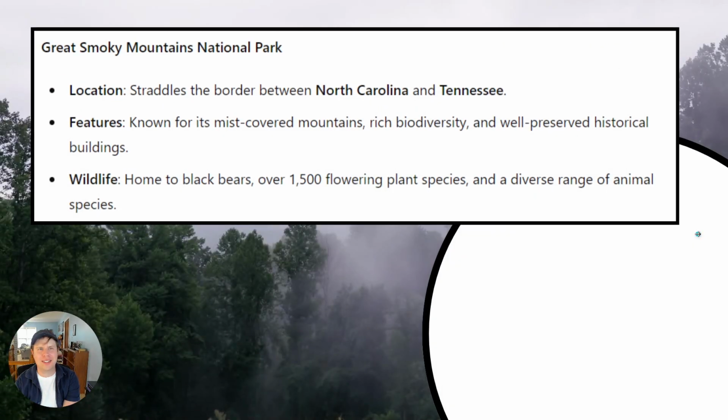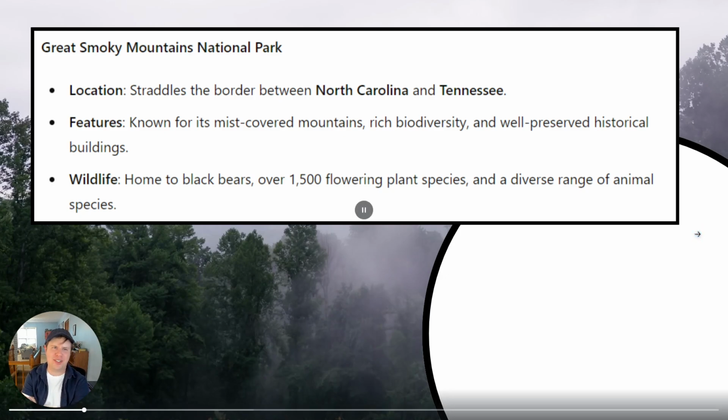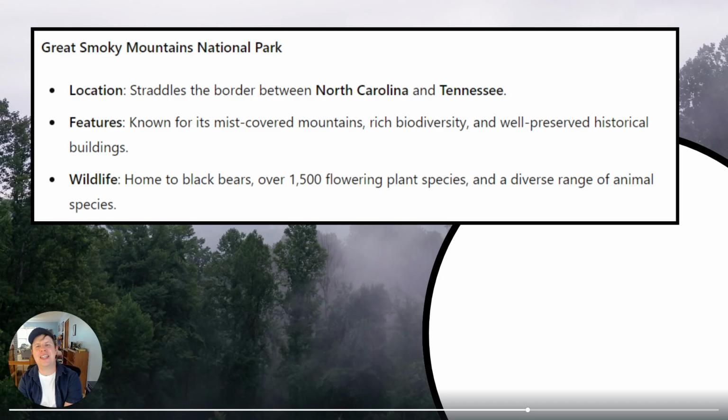Another national park example would be the Great Smoky Mountains National Park. It straddles the border between North Carolina and Tennessee. It's known for its mist-covered mountains, rich biodiversity, and well-preserved historical buildings. It's famously home to black bears. It has over 1,500 flowering plant species and a diverse range of animal species.